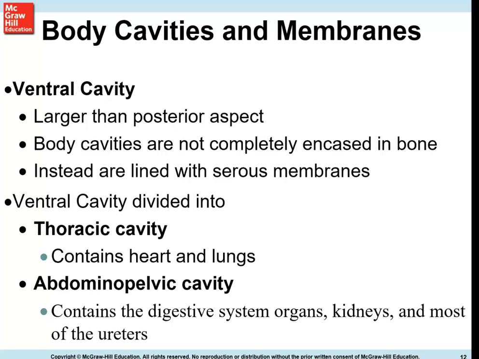Now, the ventral cavity is much larger than the posterior aspect. Body cavities are not completely encased in bone here. Instead, they're lined with serous membranes, and we'll talk more about that in a second. Your ventral cavity can be divided into the thoracic cavity and the abdominal pelvic cavity. The thoracic cavity contains the heart and lungs, and the abdominal pelvic cavity contains the digestive system organs, your kidneys, and most of the ureters.